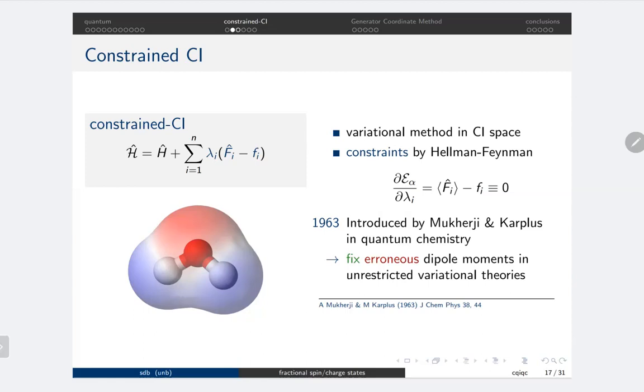So what Mukherjee and Karplus decided to do is see whether they could still do this unrestricted, symmetry-broken variational theory, however with some constraints on the observables of interest. In this particular case, it would be the dipole moment, right? So let's do an unrestricted Hartree-Fock calculation, let's say, such that our dipole moment still has the experimental value that we want.